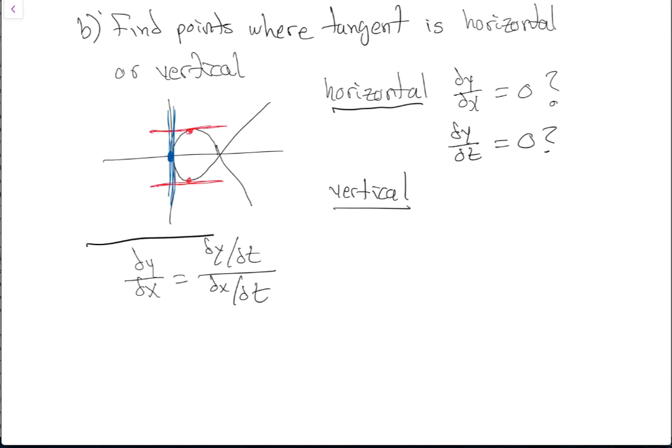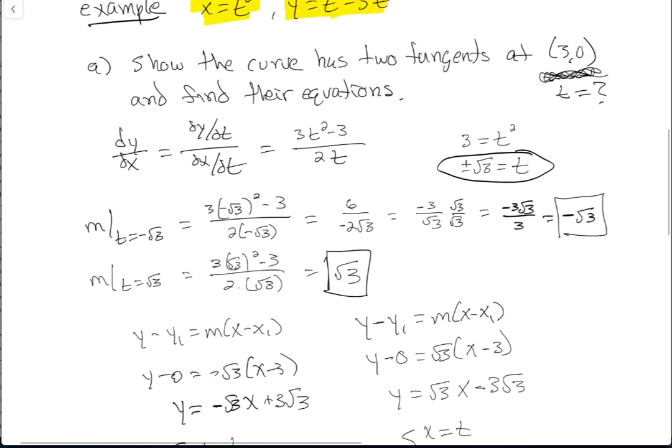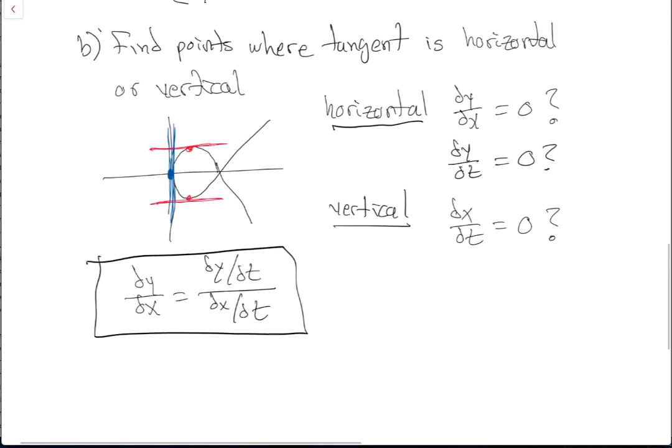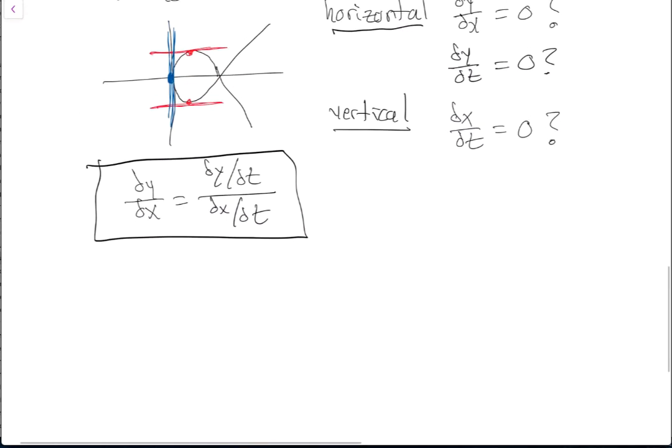If I come back and look at my derivative, the only time I'm going to have a vertical tangent is if my slope is undefined. So when will dy/dx be undefined? That's where the denominator dx/dt is equal to 0. So for this particular example, what did we have? I forget. x equals t squared and y equals t cubed minus 3t.